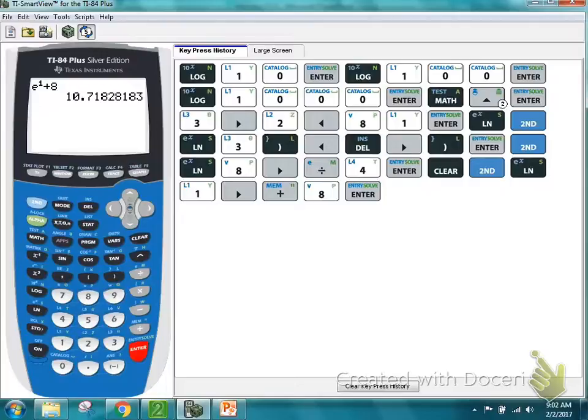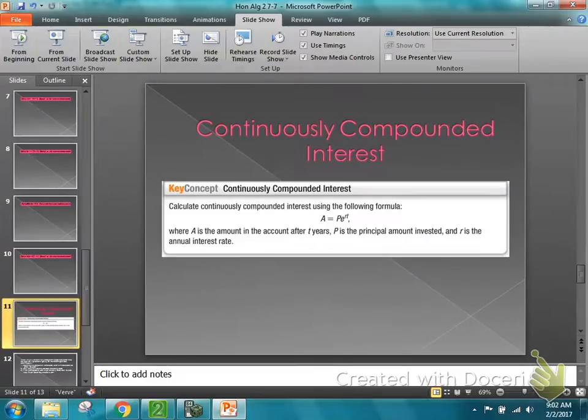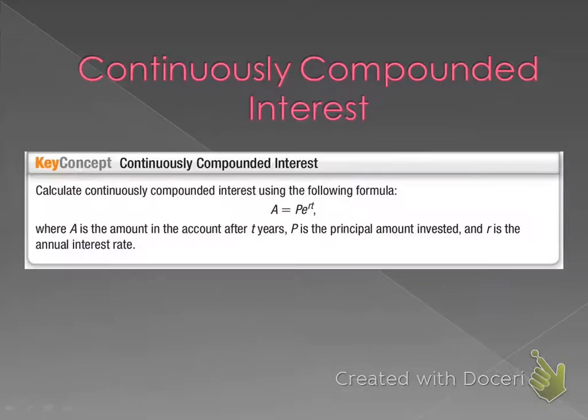The nice part about logs, not really nice, but the cool part is that now you can start doing different solvings of the word problems from earlier in the chapter. And before we do that, we're going to move into the different type of interest problem, which is called continuously compounded interest. So this is the second formula you have to know. You calculate continuously compounded interest by using the following formula. A equals P times e to the RT power.